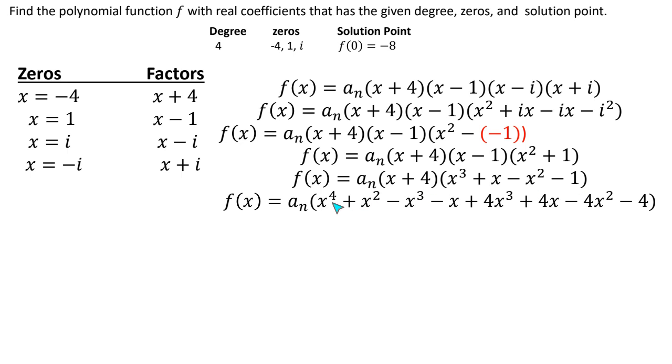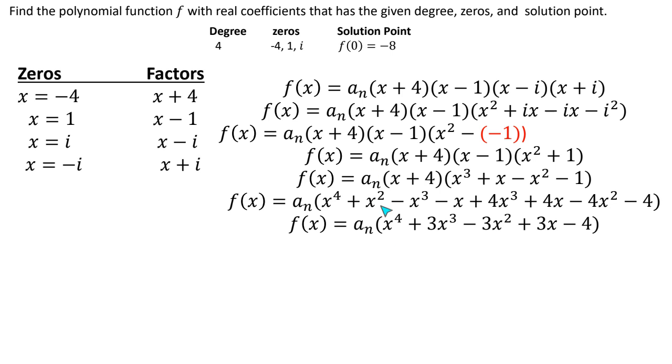Now we need to gather our like terms. So we get x to the 4th. I have an x squared and a negative 4x squared. So that's going to be negative 3x squared. And then 4x cubed minus x cubed is positive 3x cubed. And then we have 4x and negative x is positive 3x minus 4. So that was a lot of info.